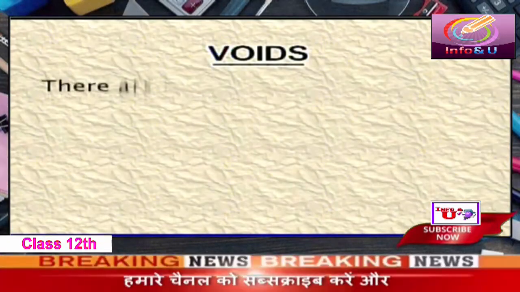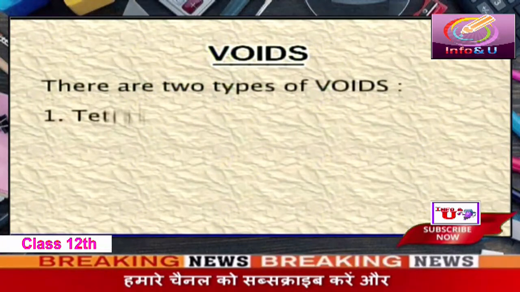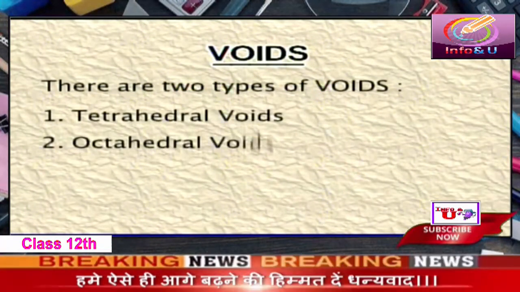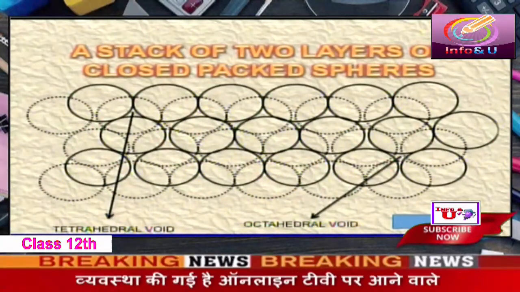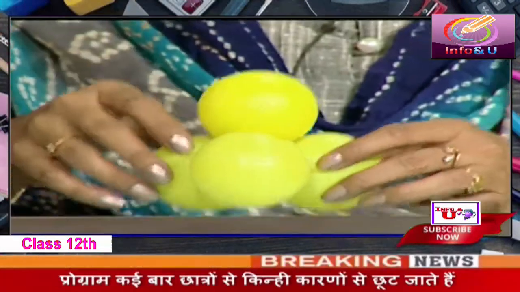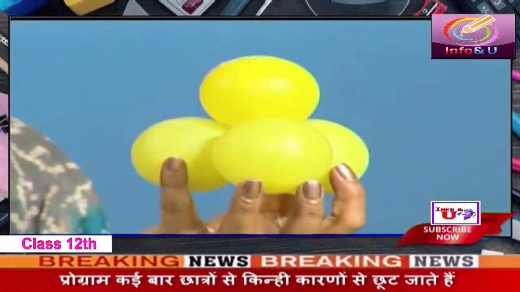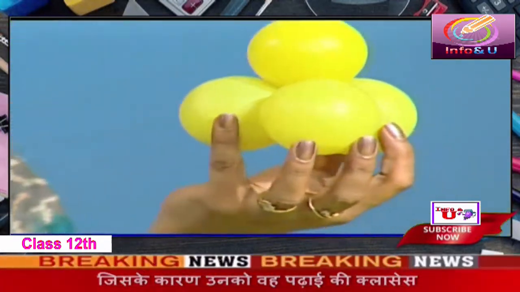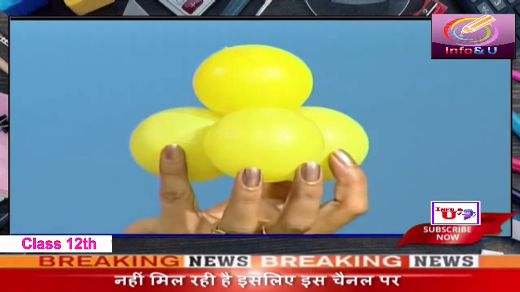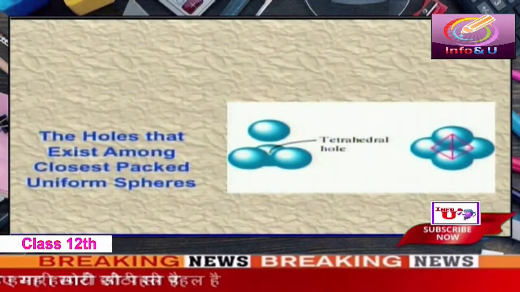The voids are of two types, the tetrahedral void and octahedral void. The tetrahedral void is a void between the four touching spheres. The tetrahedral void is the vacant space or the unutilized space between the four atoms. These are the four balls, and the empty space enclosed between these four touching spheres is known as a tetrahedral void.